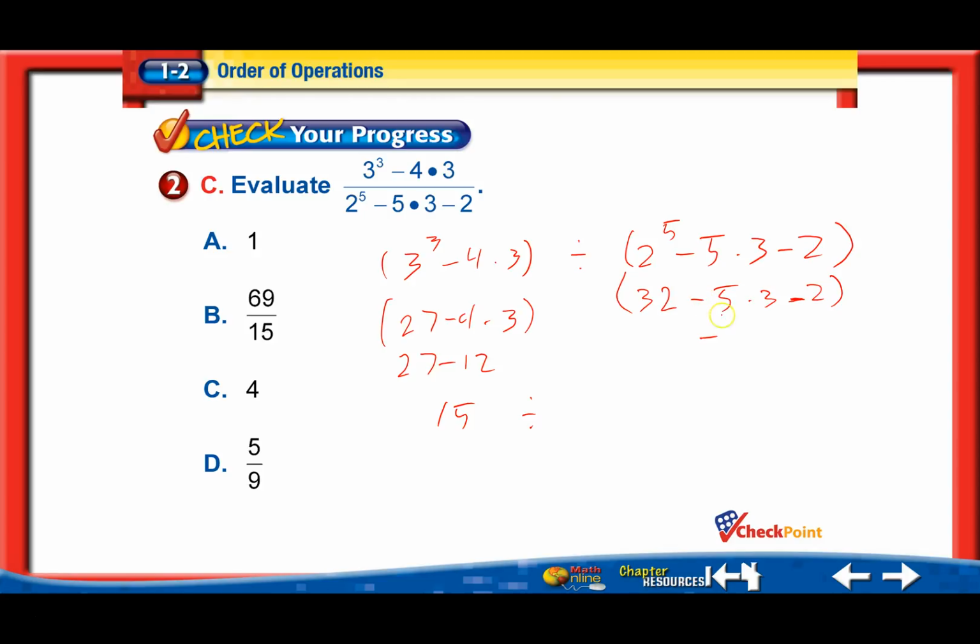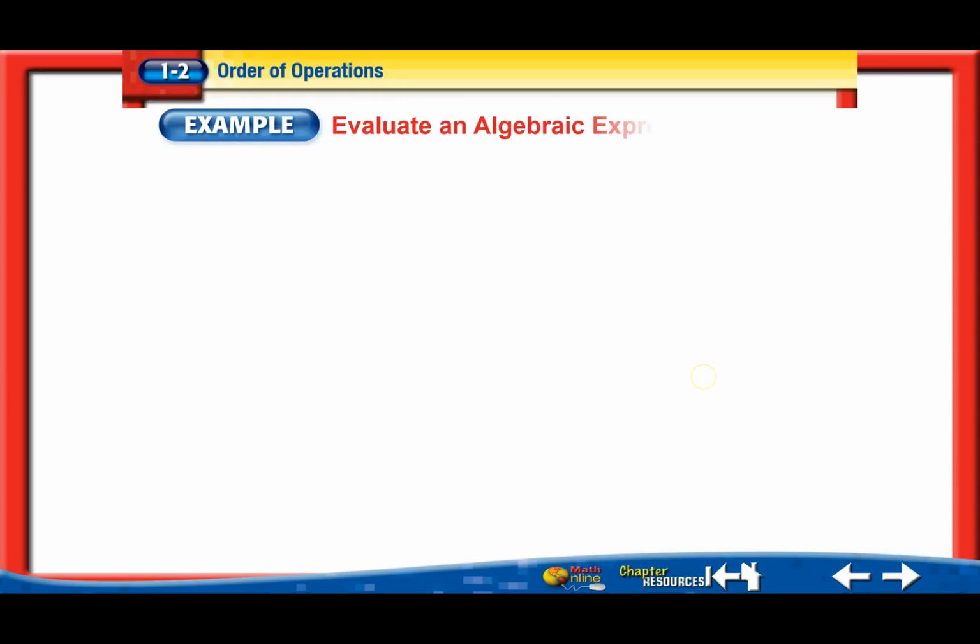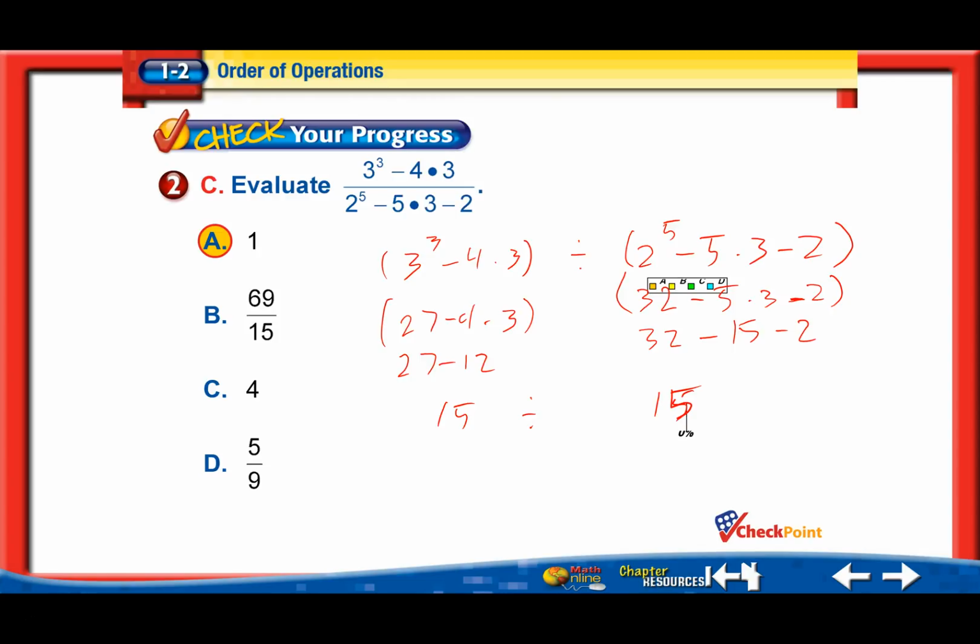So it'll be negative times a positive, -15 minus 2. 32 minus 15, or you just go 32 minus 17 and just put those together. 32 minus 17 is 15. 15 divided by 15 is 1.